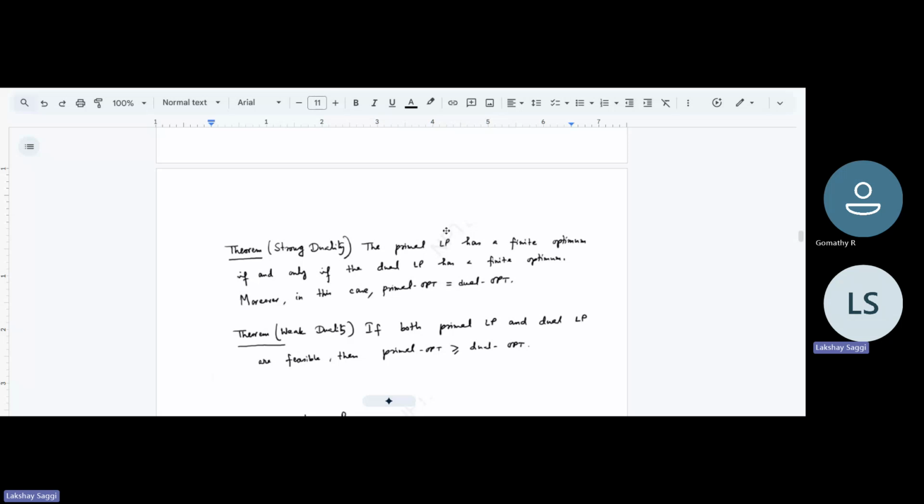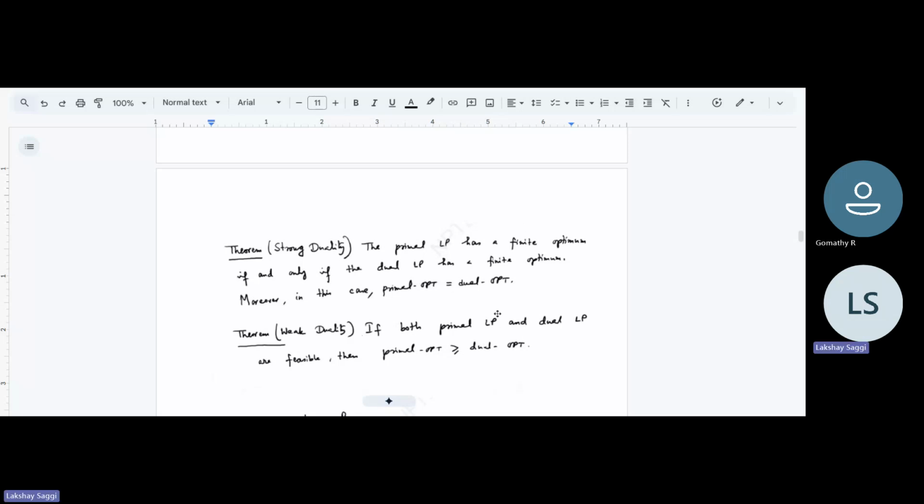So this theorem is a very strong theorem. It's called strong duality, and there is a corresponding weak duality theorem, which just says that if both primal LP and dual LP are feasible, then primal opt is greater than or equal to dual opt, which we already know because of the lower bound.